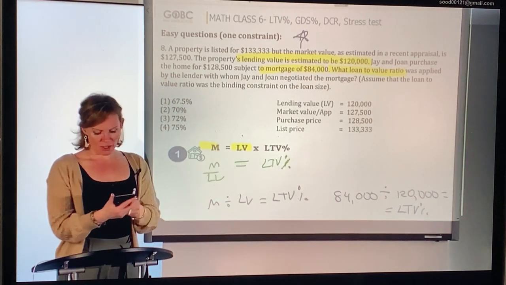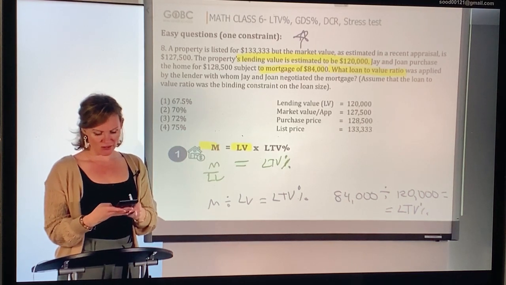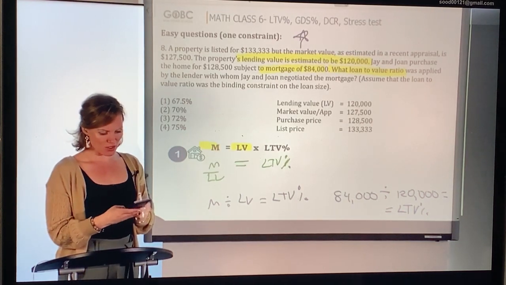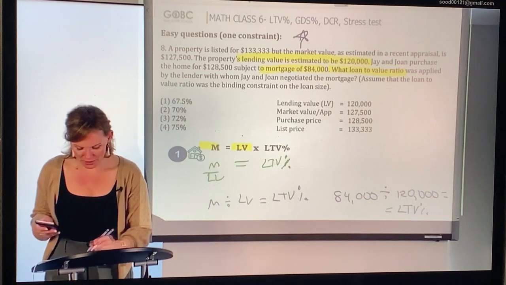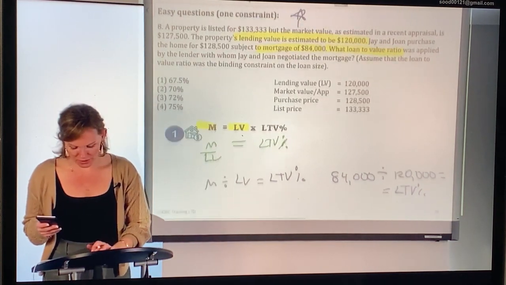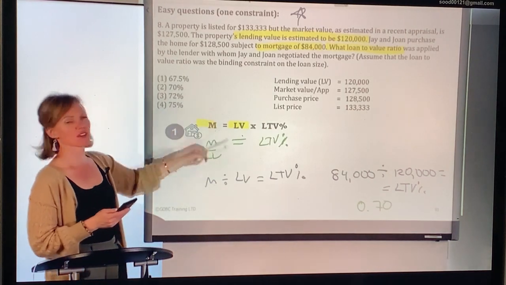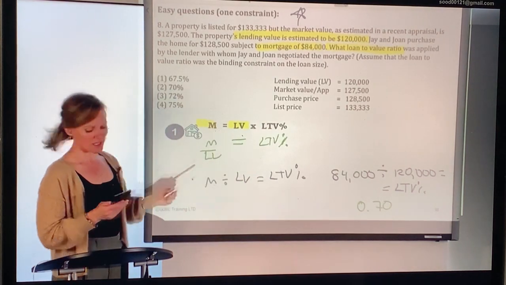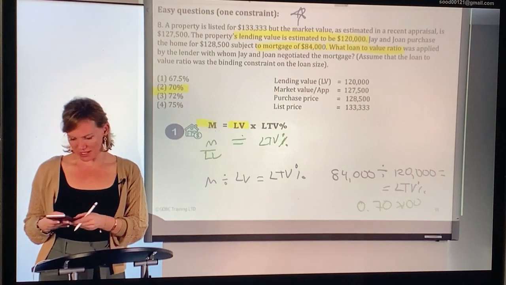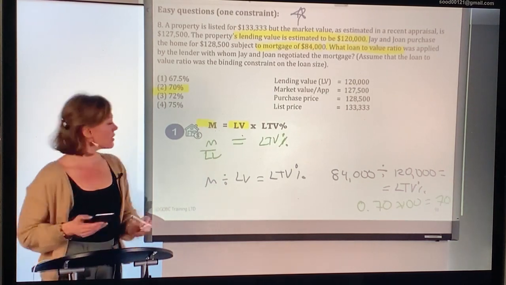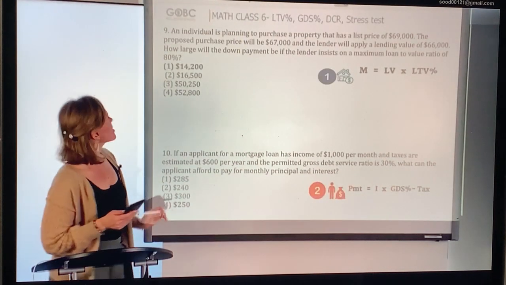So do the math for me. Let's figure out how much this comes up to. You take 84,000 divided by 120,000, and it will come up as 0.70. That comes up as 70%. You just have to times it by 100 if you want, but if you just want to see it as a number, it will come up as 70 percent.